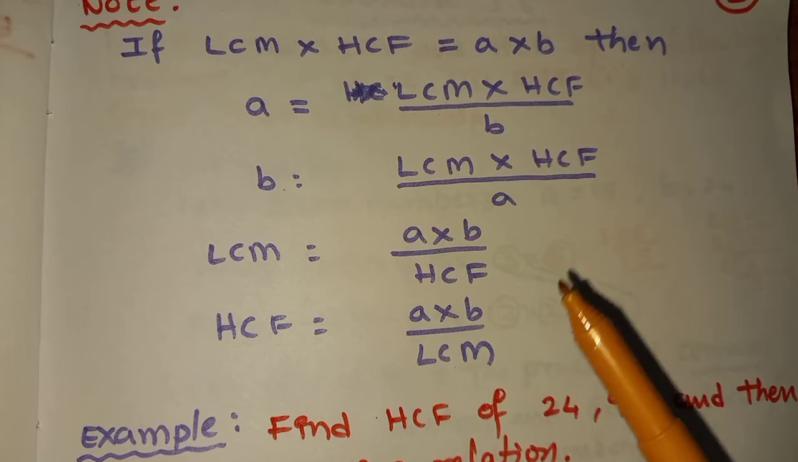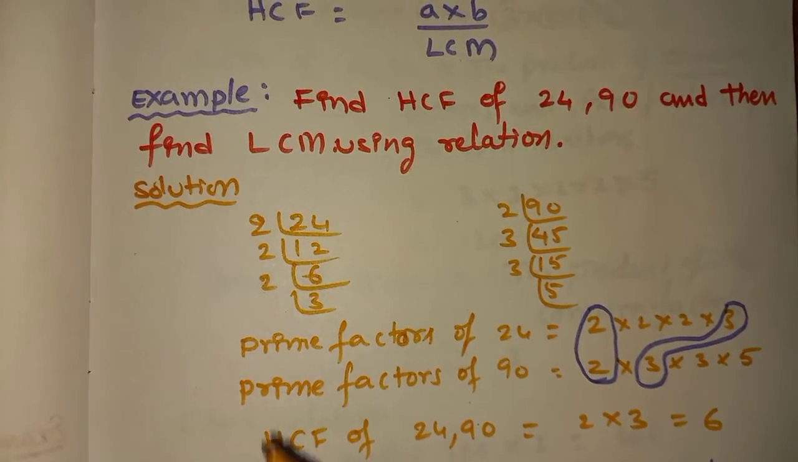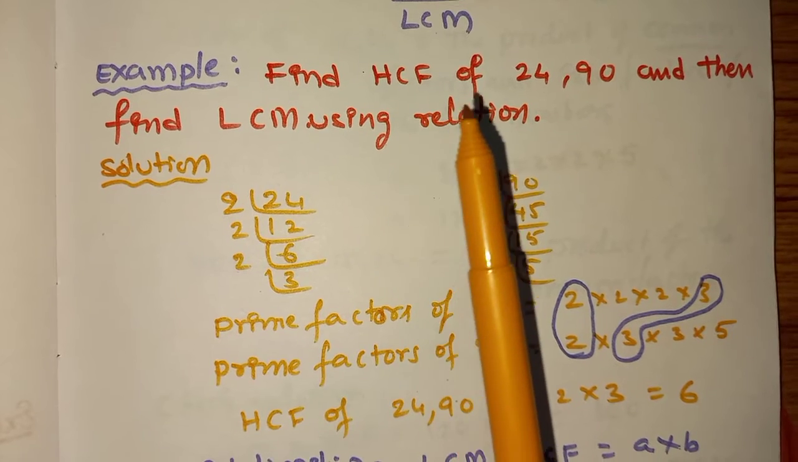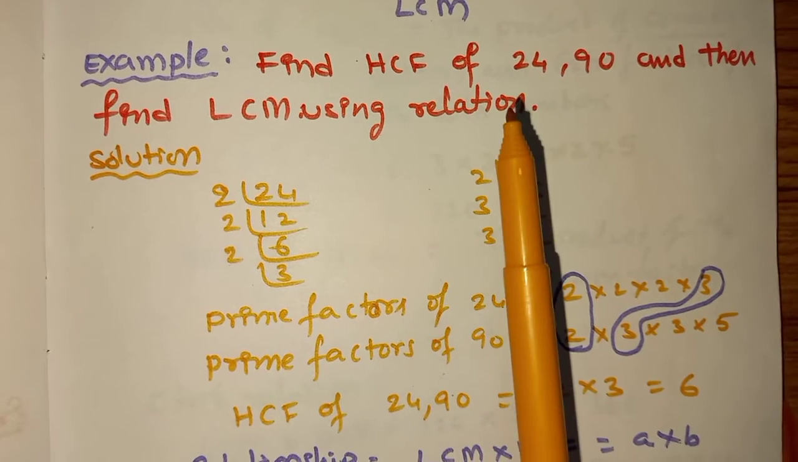Now we will take one example for each of these. Now example: find HCF of 2490 and then find LCM using the relation.